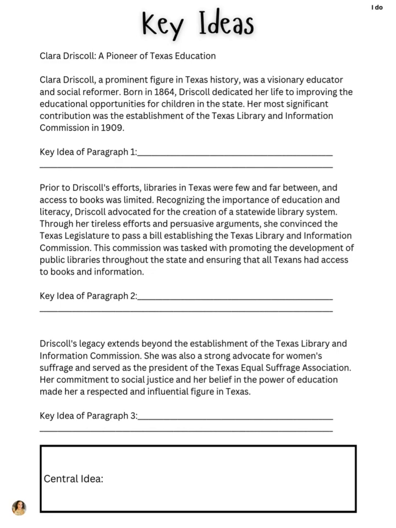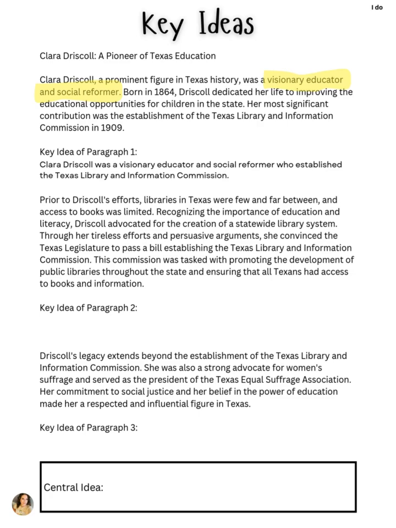So my first key idea is going to be that she was a visionary educator and social reformer. Now, what I've done is I've highlighted the key idea. So I want you to go ahead and highlight that key idea on your note page and go ahead and write it down in the space provided for the key idea of paragraph 1.